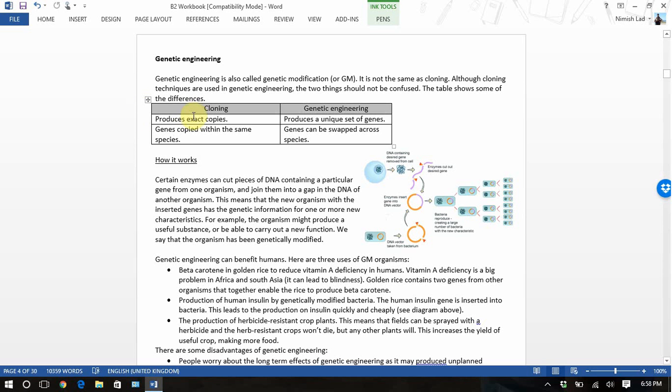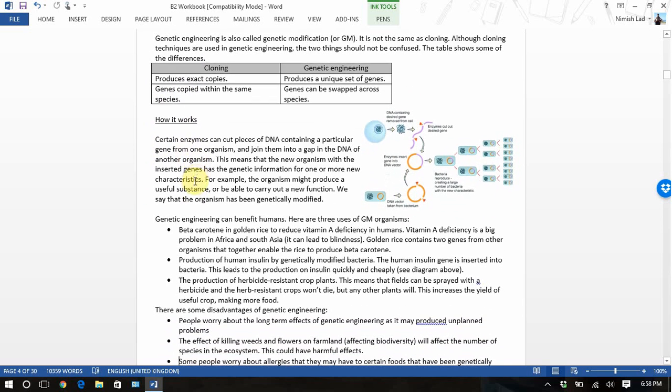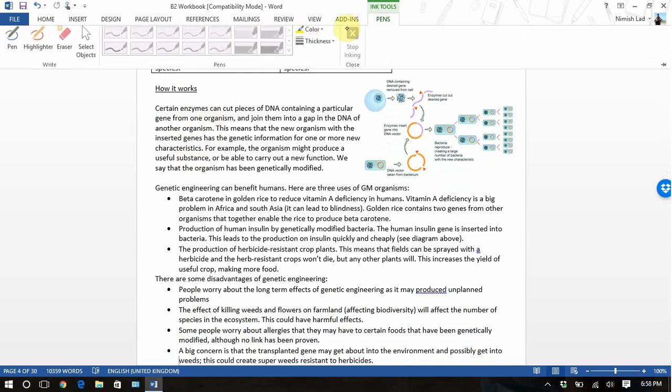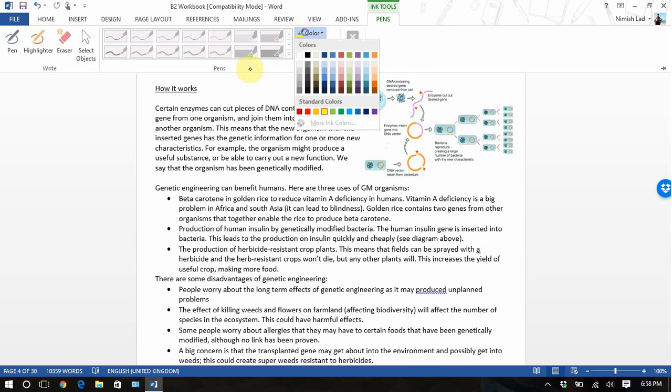Cloning produces exact copies, and the genes are copied within the same species. Genetic engineering produces a unique set of genes, so it's not a copy, it's a unique set, and they actually swap genes between species most of the time. So how does genetic modification actually work? Well, let's highlight that up.